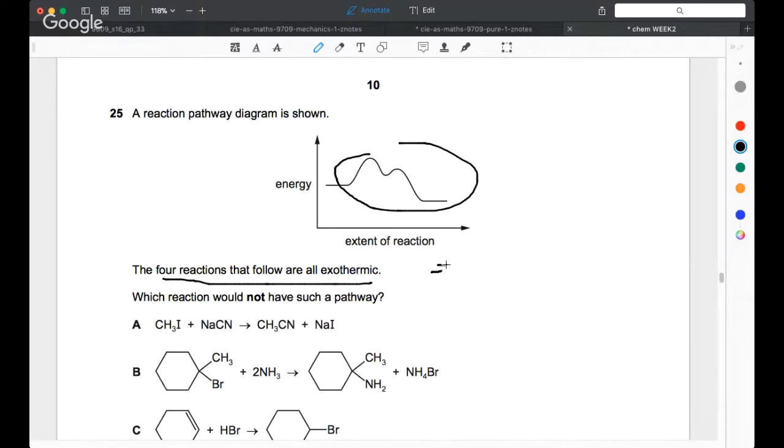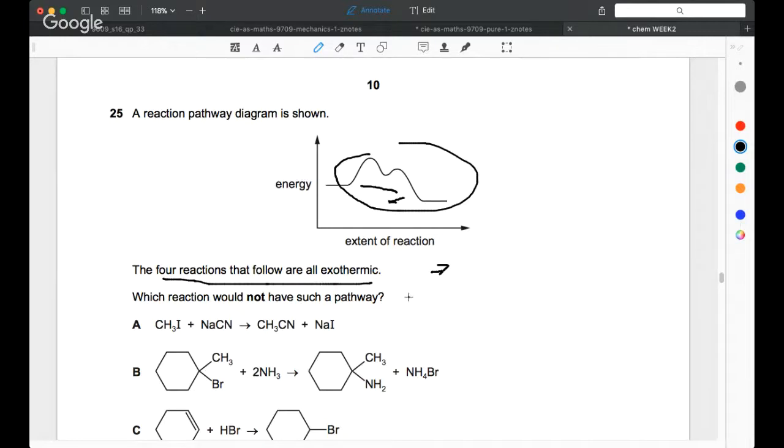If you have two intermediates... if you have just one intermediate, how many steps? Then you have 1, 2, don't you? Why would you have two steps? No, you have one step if you have one intermediate. So if you have two intermediates, it is a two-step reaction.